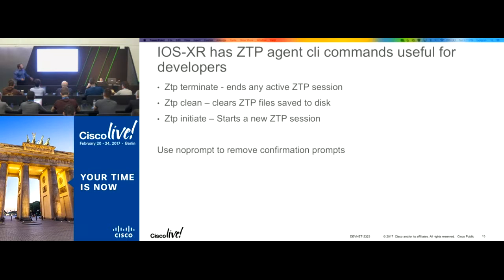So one of the very nice things I like about iOS XR, it has these command options which you can run to test your script and you don't need to reboot. Something you'll notice as we discuss the other OSs, they all need to be rebooted. You have to keep reloading if you keep trying something. On this one, you just do ZTP terminate, ZTP clean, and ZTP initiate. Exactly those three in order. I would do it slightly slowly because it does take some time to do these. But those three will restart the process and you don't have to reload the box as you're changing your config and trying to get everything working.